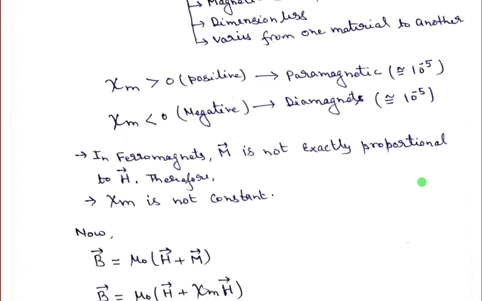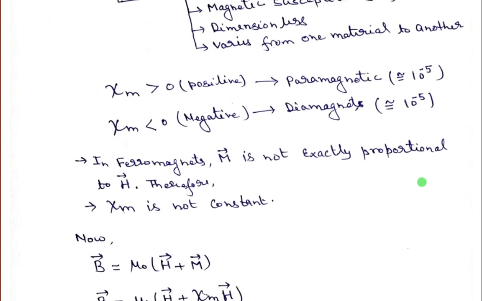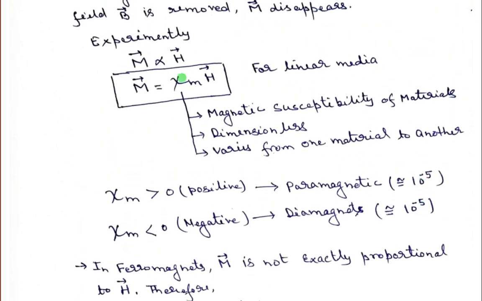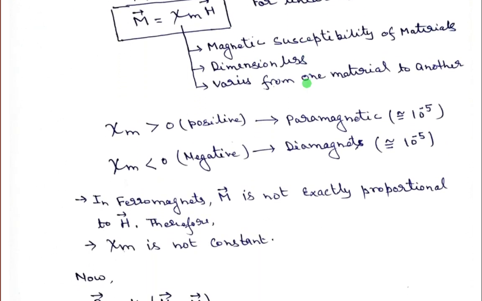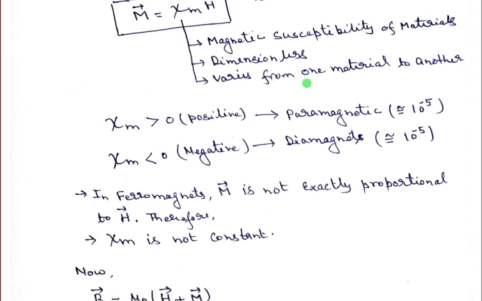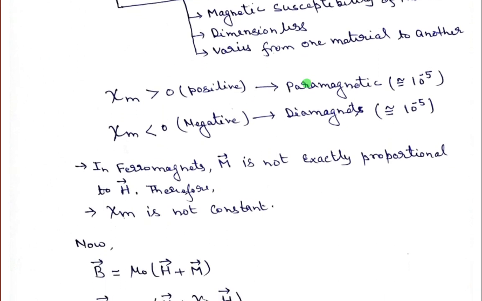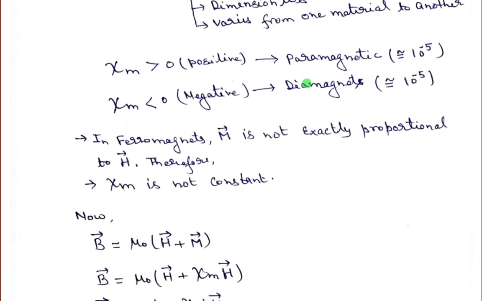As I have mentioned, in ferromagnets, the magnetization M is not exactly proportional to H. That means a ferromagnetic material is not a linear medium, it is a non-linear medium. That is why you get a hysteresis loop when you plot M versus H. You don't get a straight line, you get a loop.